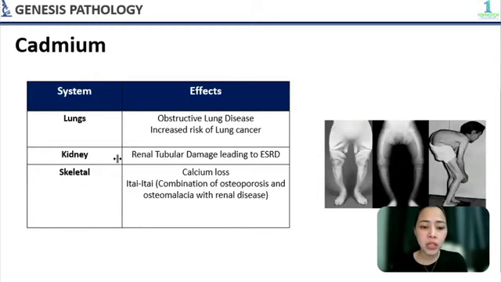So the principal toxic effects sa lungs, obstructive lung disease, as well as an increased risk of cancer, renal tubular damage that may lead to ESRD, and then we have this itay-itay, which means ouch, ouch. So nangyari na naman to sa Japan because na-contaminate ng cadmium yung water used to irrigate the rice fields. So it affects the postmenopausal women, causing osteoporosis, osteomalacia, and renal disease.